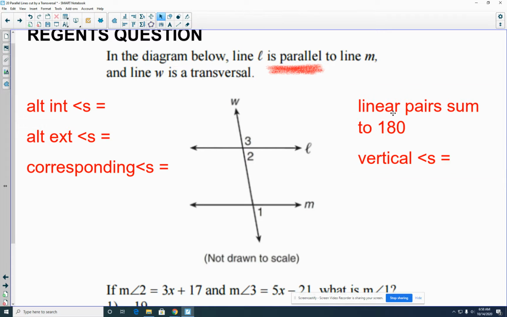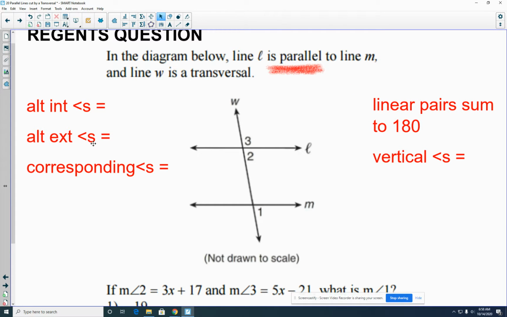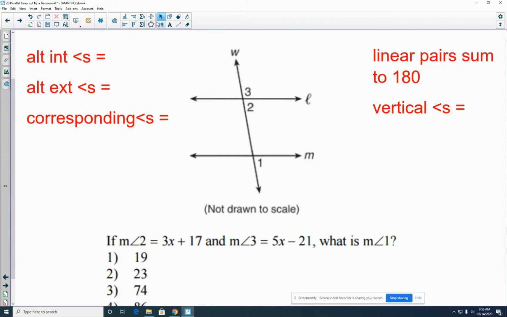So two different things, right? Because I could have linear pairs without having parallel lines. So they are parallel, so I'm going to mark that. That means all of this information is true. So now I need to fill in that angle 2 is 3x plus 17, and angle 3 is 5x minus 21. Now, personally, I like to say I have to create an equation with just these two angles first, right?